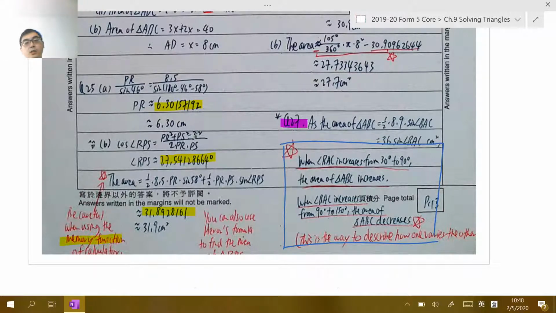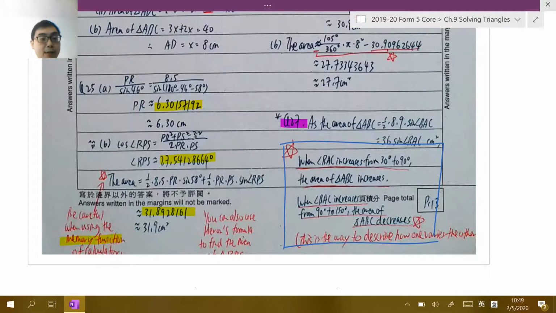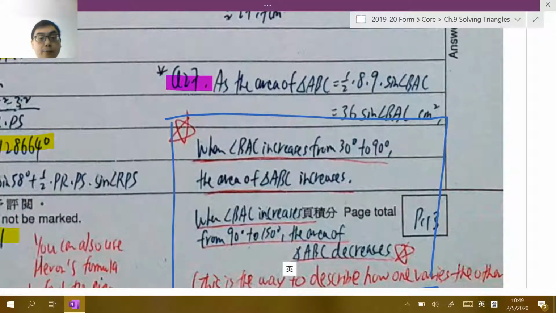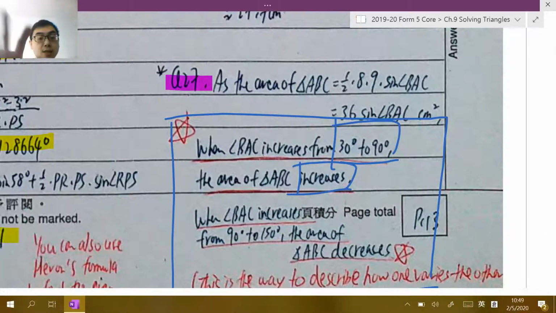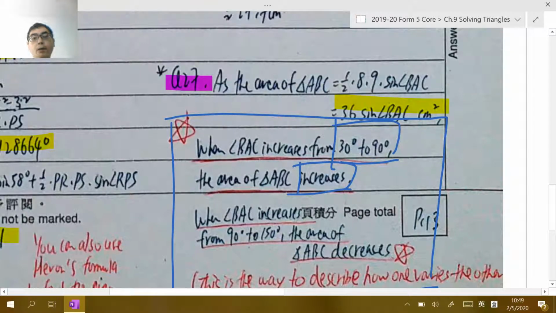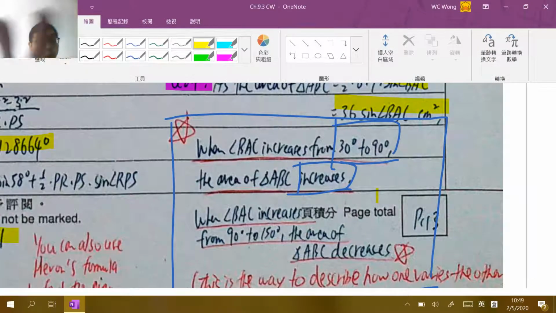But sometimes, if it is increasing, you state clearly the ranges of the angle. For example, in this question, when you take a look at the solution, you can see that we say from 30 to 90, you have the increasing trend. So what is the reason? It is because the area of a triangle is given by this formula, which is half times AB times AC times sine of angle BAC. But you understand that when BAC keeps increasing, sine will also keep increasing until 90. This is because of the graph of the sine.